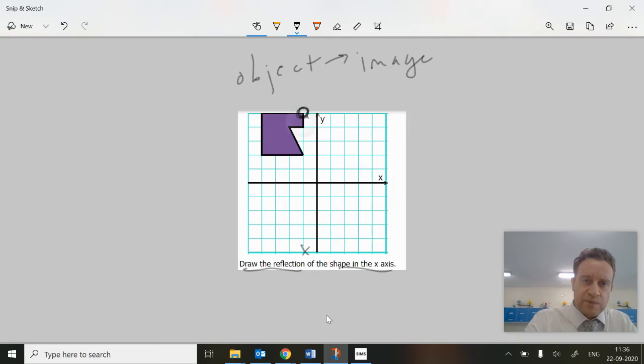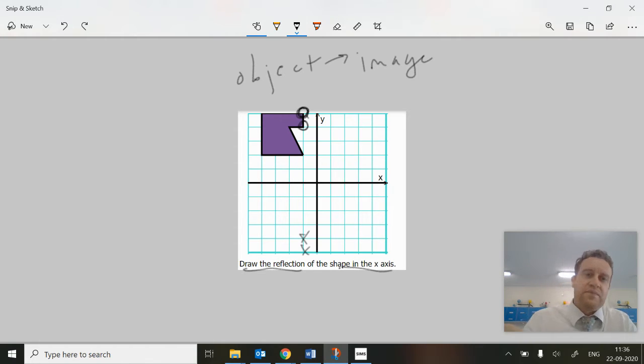Okay, and if we take the next point down, so let's take this one here. Now I can see quite quickly that that's 4 boxes down to the x-axis. If I take 4 boxes to the other side as well, counting 1, 2, 3, 4, 1, 2, 3, 4, then I'm going to get my new point. Now, if I keep doing that with each of those points, I should develop the new shape.